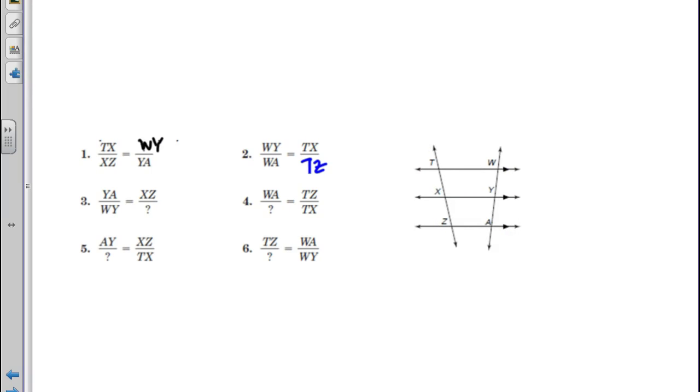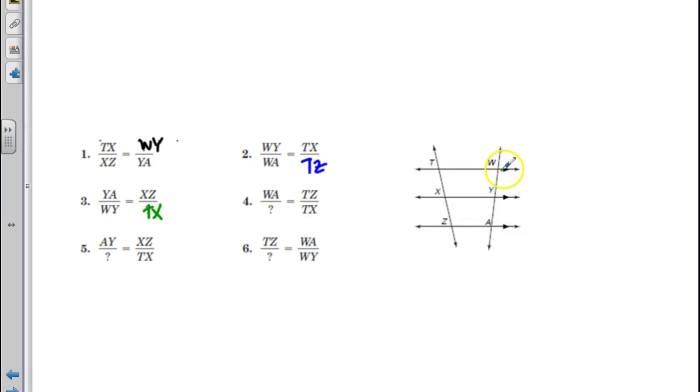All right, let's look at the next one. So YA to WY, XZ to what's missing? Yeah, TX or XT. All right, so pause the video and finish up on those next 3.